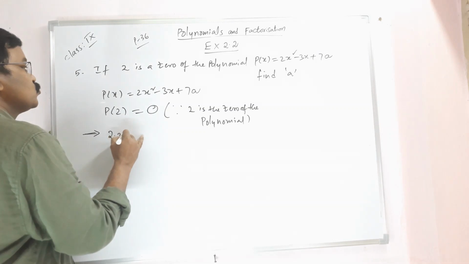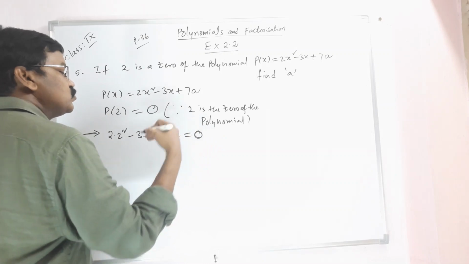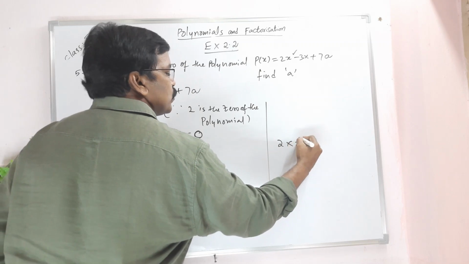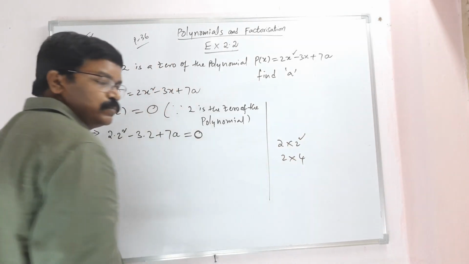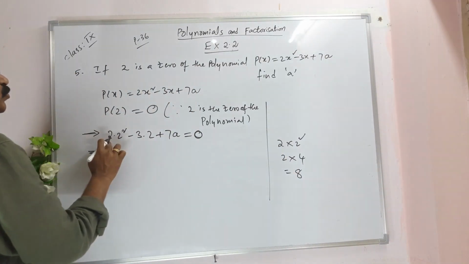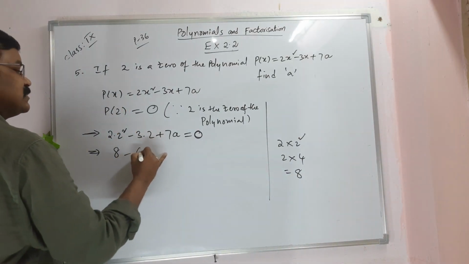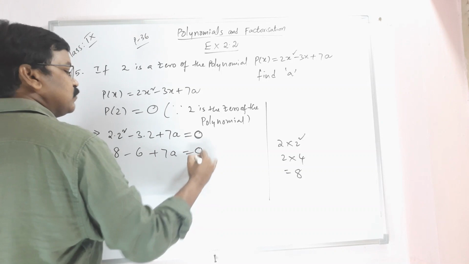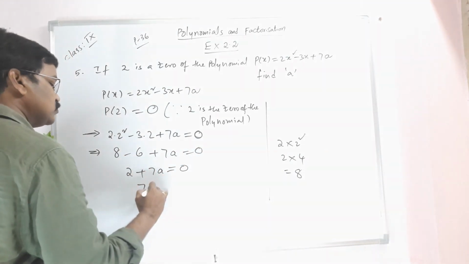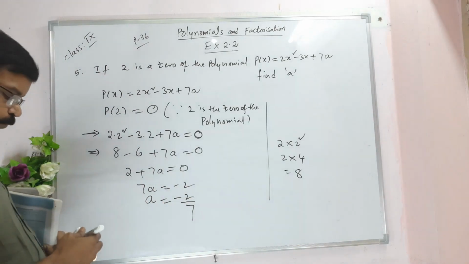That means 2 times 2 square minus 3 times 2 plus 7a should be equal to 0. Look here, 2 times 2 square: 2 square is 4, 2 fours are 8. So 2 into 2 square means 8. Minus 3 twos are 6. Plus 7a is equal to 0. What is 8 minus 6? 2. Plus 7a is equal to 0. So 7a is equal to minus 2. a is equal to minus 2 by 7.